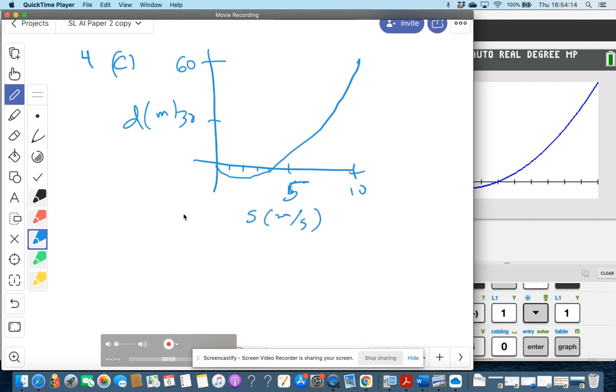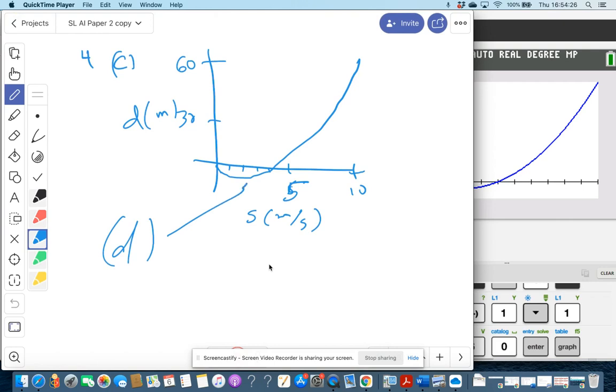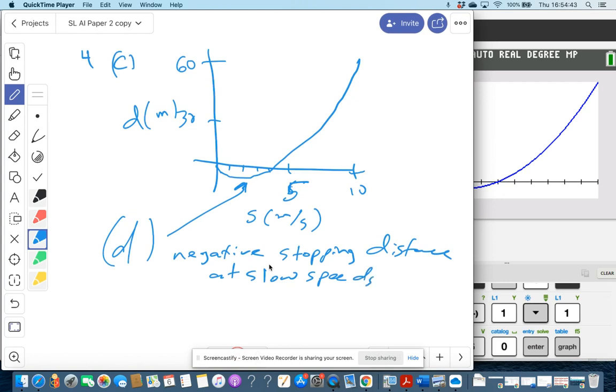Okay, D. Hence, identify why it may not be appropriate. Okay, this is why it's not appropriate. Right there. Okay, we have negative stopping distance. At slow speeds, not a valid model. In that part of the domain. Maybe at higher speeds, it's okay.